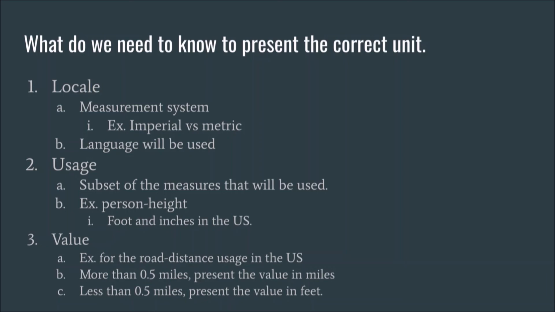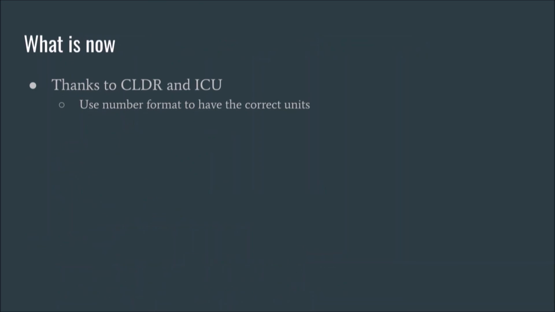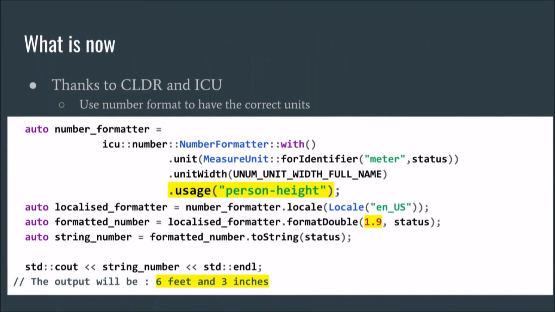The other thing you need to know is the value, because for example, on the road, if you are going to take the turn after half a mile or more, you are going to represent the value in miles, but if it is less than half a mile, it's better to say, okay, it's like 200 feet or something like this. And thanks to CLDR and ICU, they now support this.